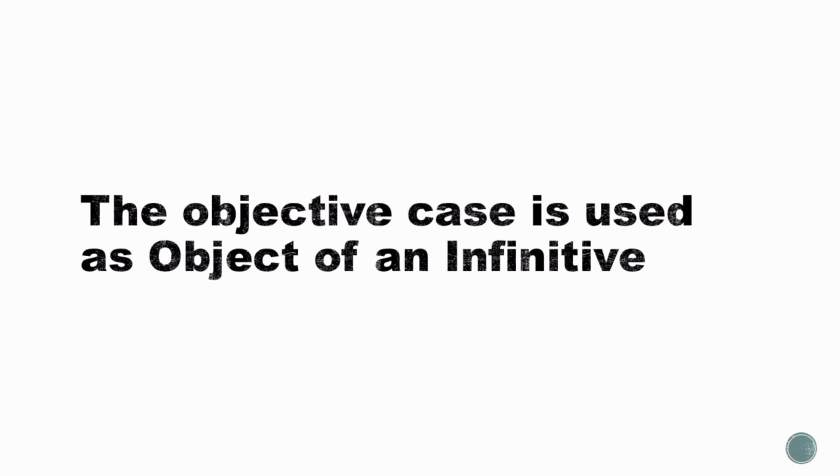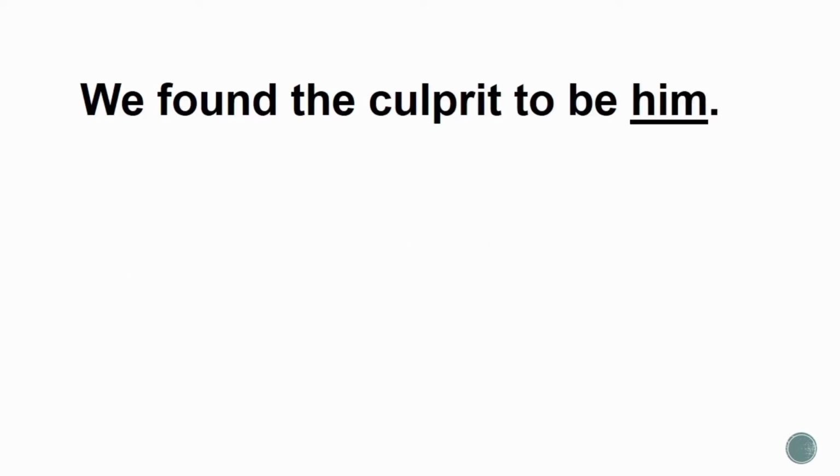Another use of the objective case is as object of an infinitive. A while ago it was the subject of the infinitive and it comes before the infinitive. This time it is the object of the infinitive and it comes right after the infinitive. Like in this example, we found the culprit to be him. Our infinitive is to be and the object of that infinitive is him. It comes right after the infinitive.